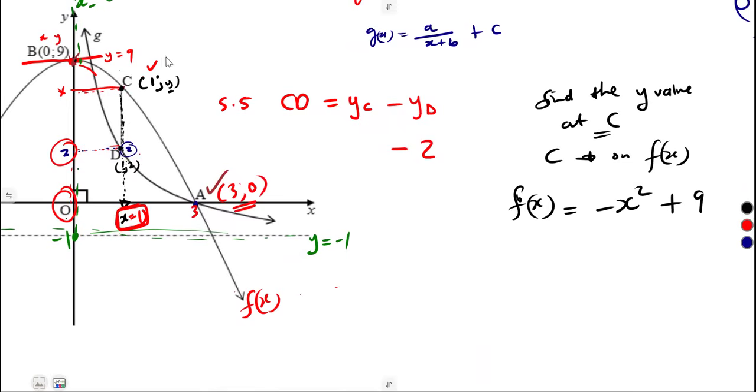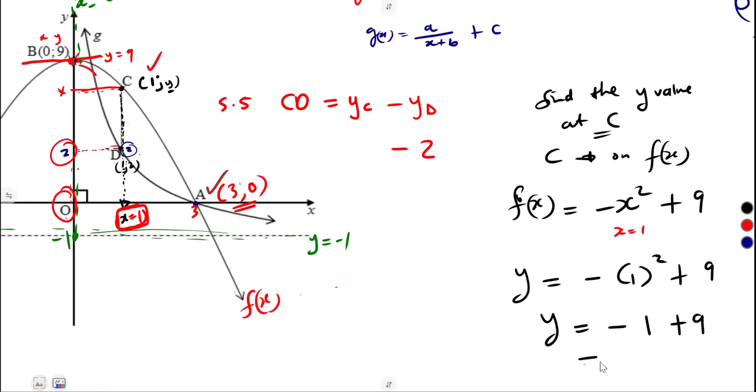Is 1. That is one thing for sure that is not going to change. So where x is equal to 1, what is the value of y? y is equal to minus, in place of x, 1 squared plus 9. So y is going to be equal to minus 1 squared, that is 1, plus 9. So minus 1 plus 9, which is 8. So that is the y value at C. The y value at C is 8. So there is 8 here.